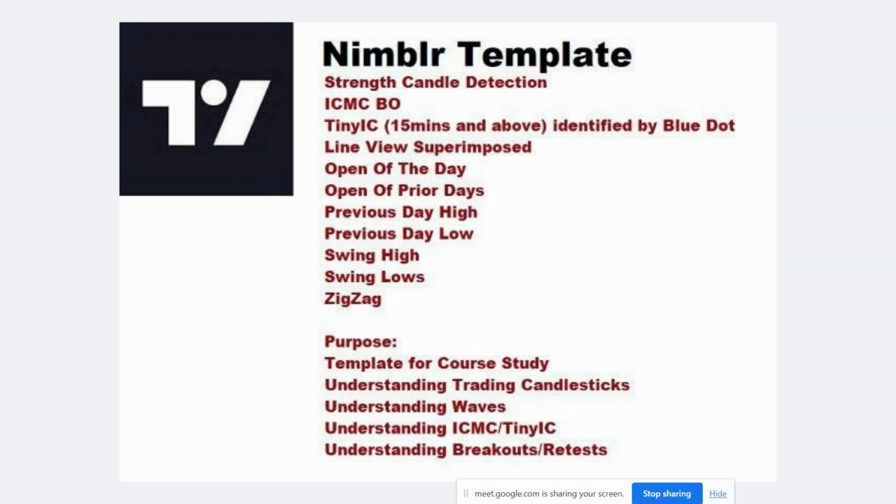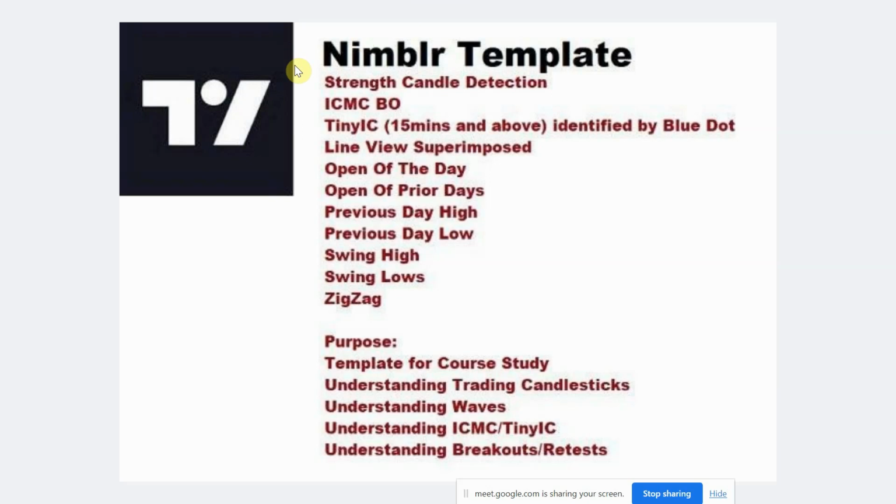It is a purpose for when we are talking about different courses offered by NimblrTA Academy. In that case, we have basic components which are encoded, so identify them on the chart. When we are doing those courses, it becomes very simple. When we are talking about trading the candlesticks, those are available over here. When we are trying to understand waves, ICMCs, TinyICs, the breakouts and the retest, this is a basic chart for study, and to understand them, we can have further decisions based on them.